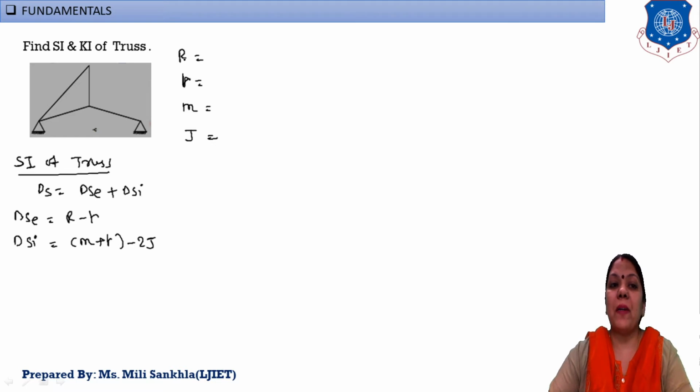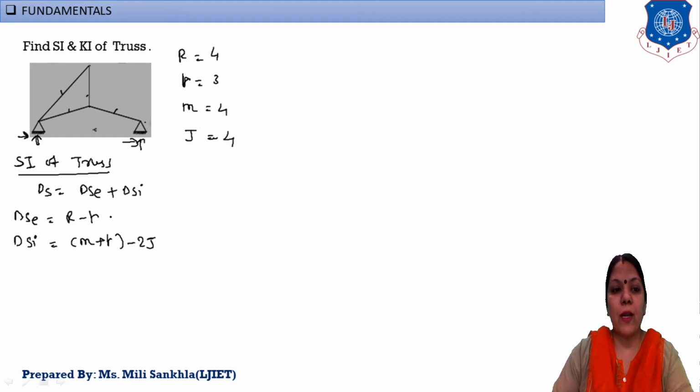Now what is capital R? The first support is a hinge, vertical and horizontal. The second support is again a hinge, vertical and horizontal. 1 plus 1, 2, 3, 4, so R is equal to 4, small r is equal to 3, and M is equal to the number of members: 1, 2, 3, 4. Here 4 members are given. Now joints: 1, 2, 3 and 4. In the given truss, 4 joints are given.